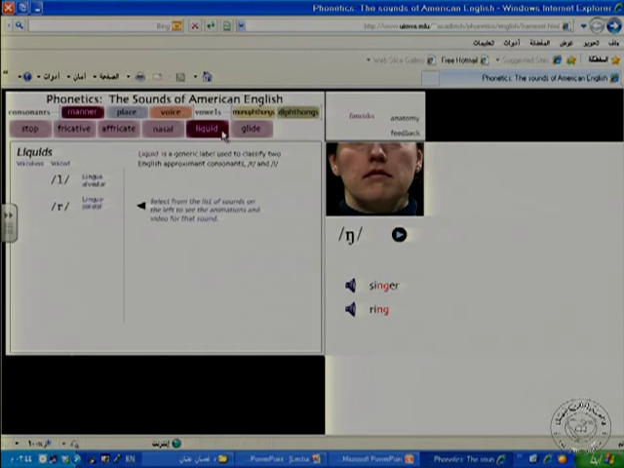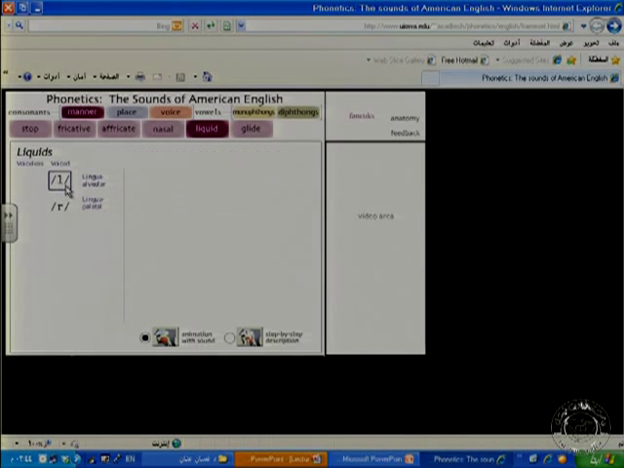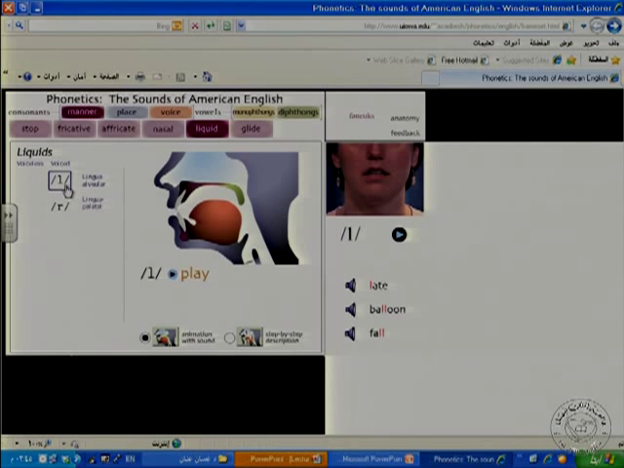Next we have liquids. We have two sounds here, as I said. We have l, and here you see l. There's a complete closure, and of course the air stream goes out of the two sides of the tongue, out of the oral cavity, not the nasal cavity, because the nasal cavity is closed. So the air passes between the two sides of the tongue.